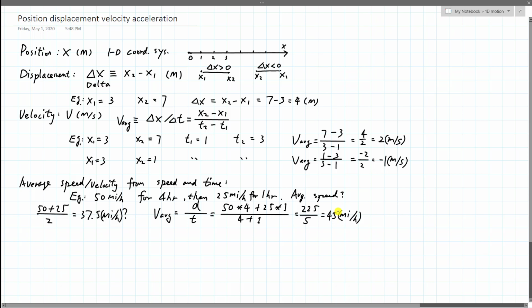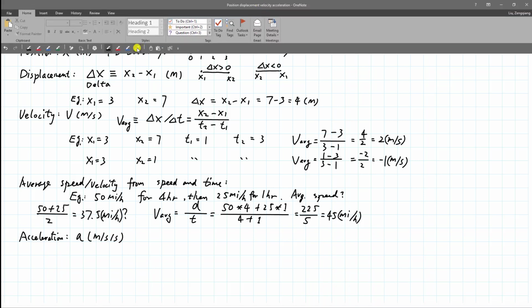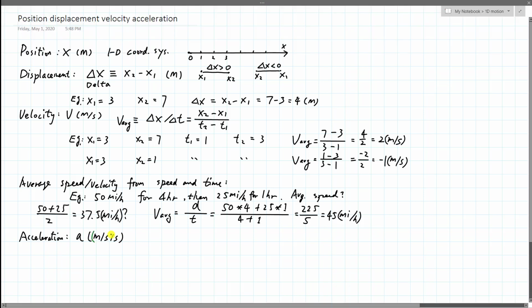Okay, so let's finally move on to acceleration. Acceleration is A, and the unit is meters per second per second. So let's talk about the units first. We can understand this as meters per second and then per second. So I can put another set of parentheses in a different color. So first you do this and then you do that. So meters per second, that is velocity.